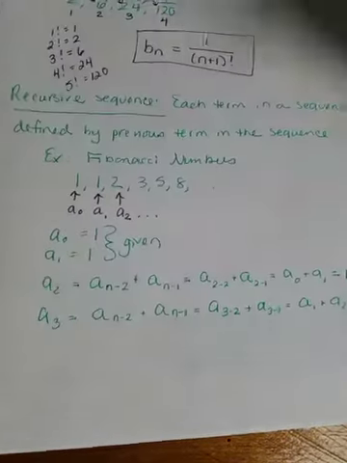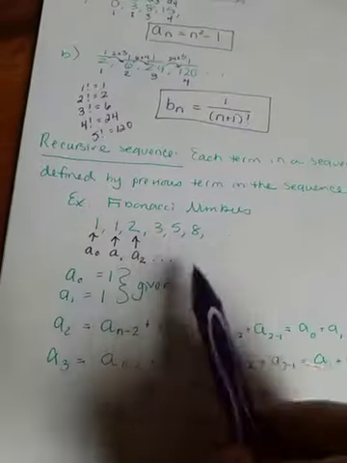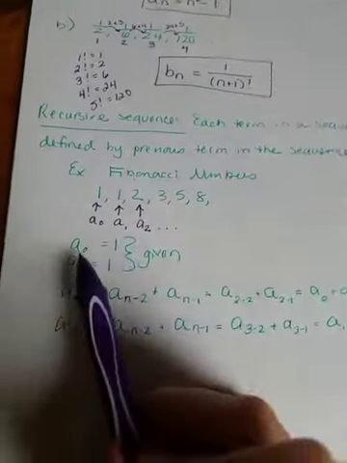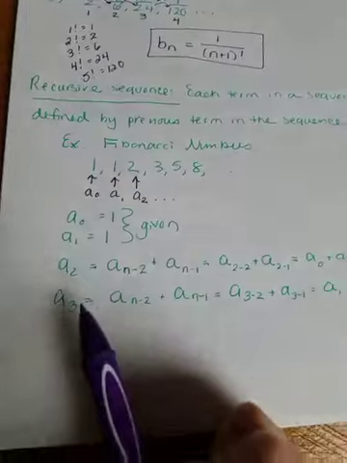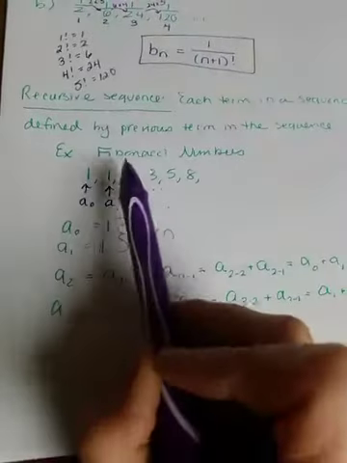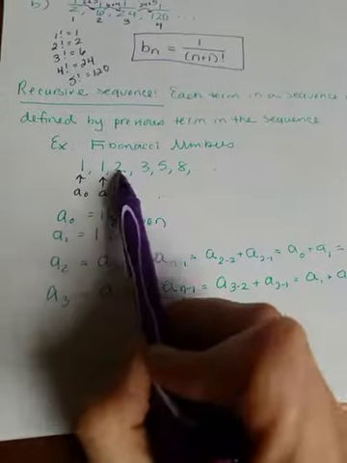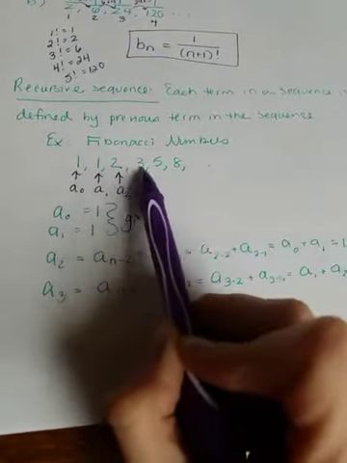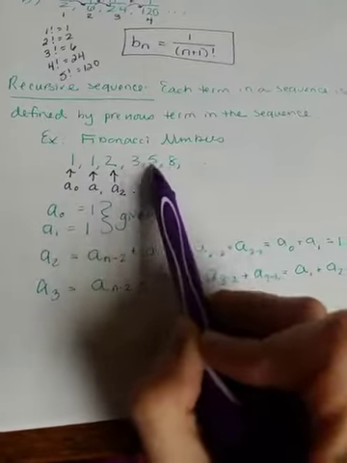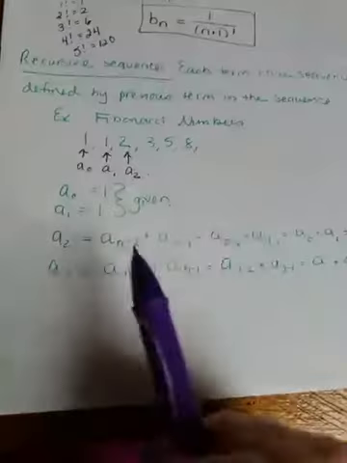Fibonacci sequence. Just to show you how this works, we call these a sub 0, a sub 1, a sub 2, a sub 3, a sub 4, etc. You'd have to show, with the givens, that a sub 0 is 1 and a sub 1 is also 1. Well, for those of us who have never seen Fibonacci before, how did we get 2? You added 1 plus 1 to get 2. How'd you get 3? 1 plus 2 is 3. How do you get 5? 2 plus 3 is 5. How do you get 8? 3 plus 5 is 8.